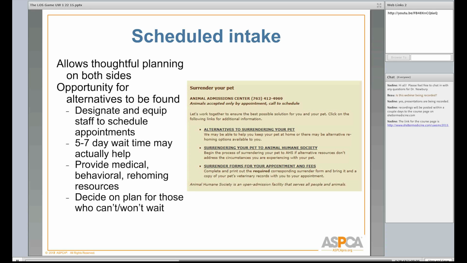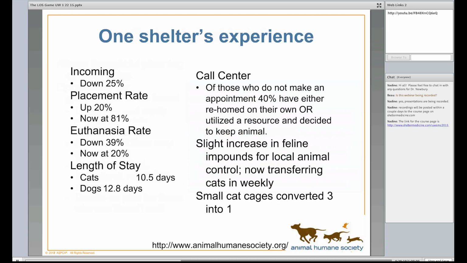So they started doing it. In the first 6 months, they tried to get owners to make appointments, but also allow drop-off if the people didn't want to do it. And then after that, they decided that they wouldn't accommodate people just dropping off unless there was some urgent need. What their experience was that their intake went down by about 25%. Their placement rate went up by 20%. Now their placement rate is up to 81%, which is fantastic.